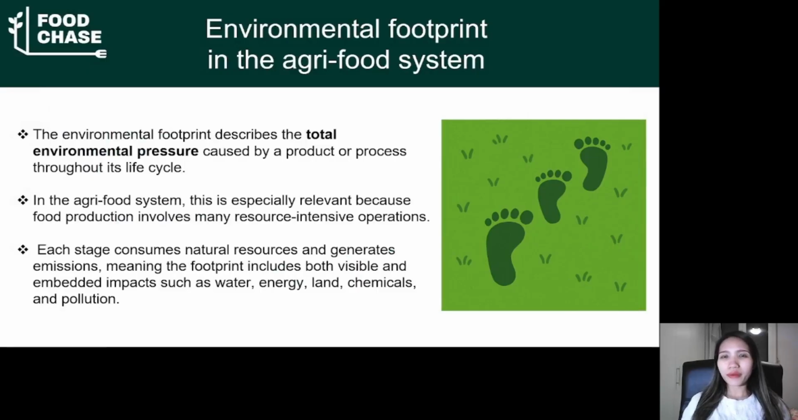What is environmental footprint? This term describes the total environmental pressure caused by a product or process throughout its life cycle. In the agri-food system, it is very important because food production involves many resource-intensive operations. Each stage uses natural resources and generates emissions. It means the footprints include both visible and invisible ones, such as water, energy, land, chemicals, and also pollution.